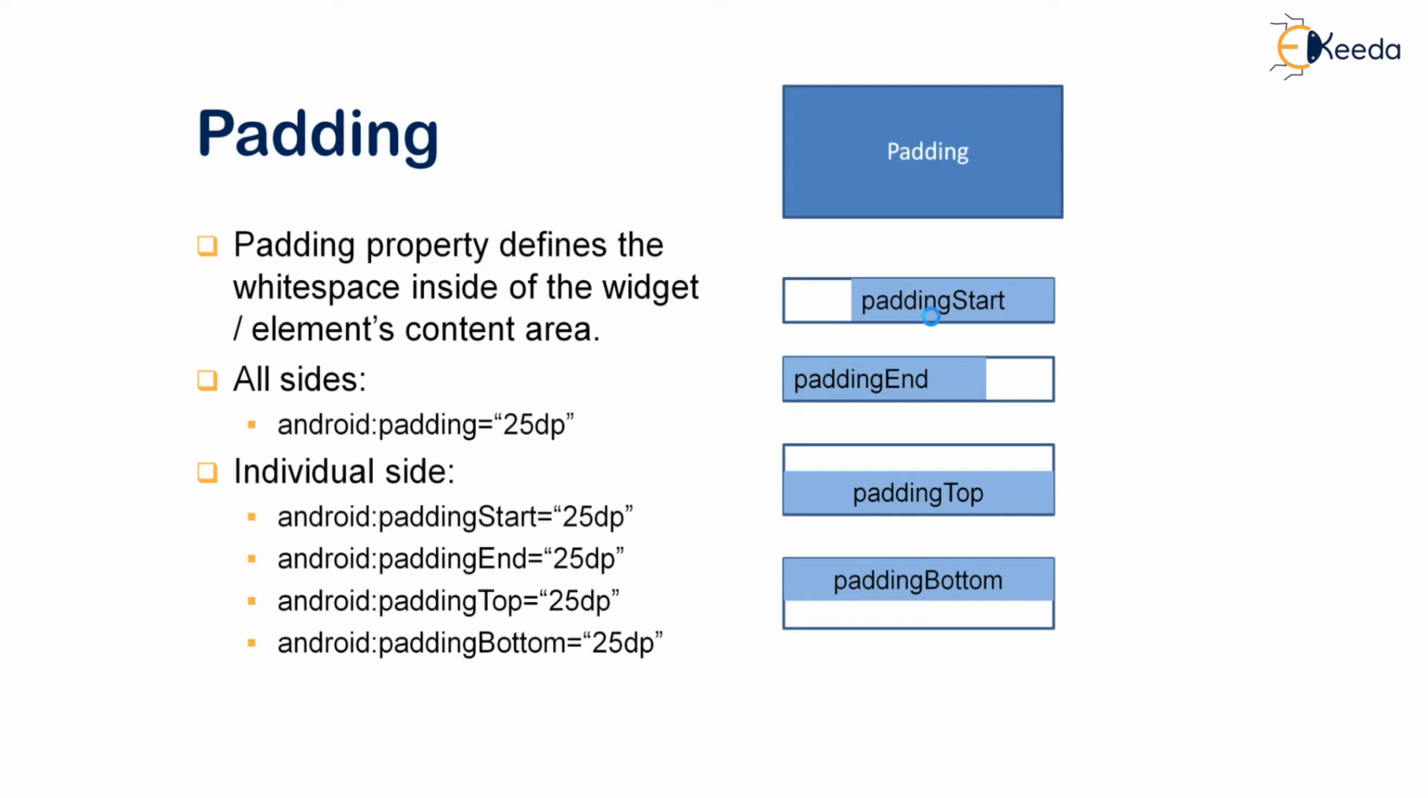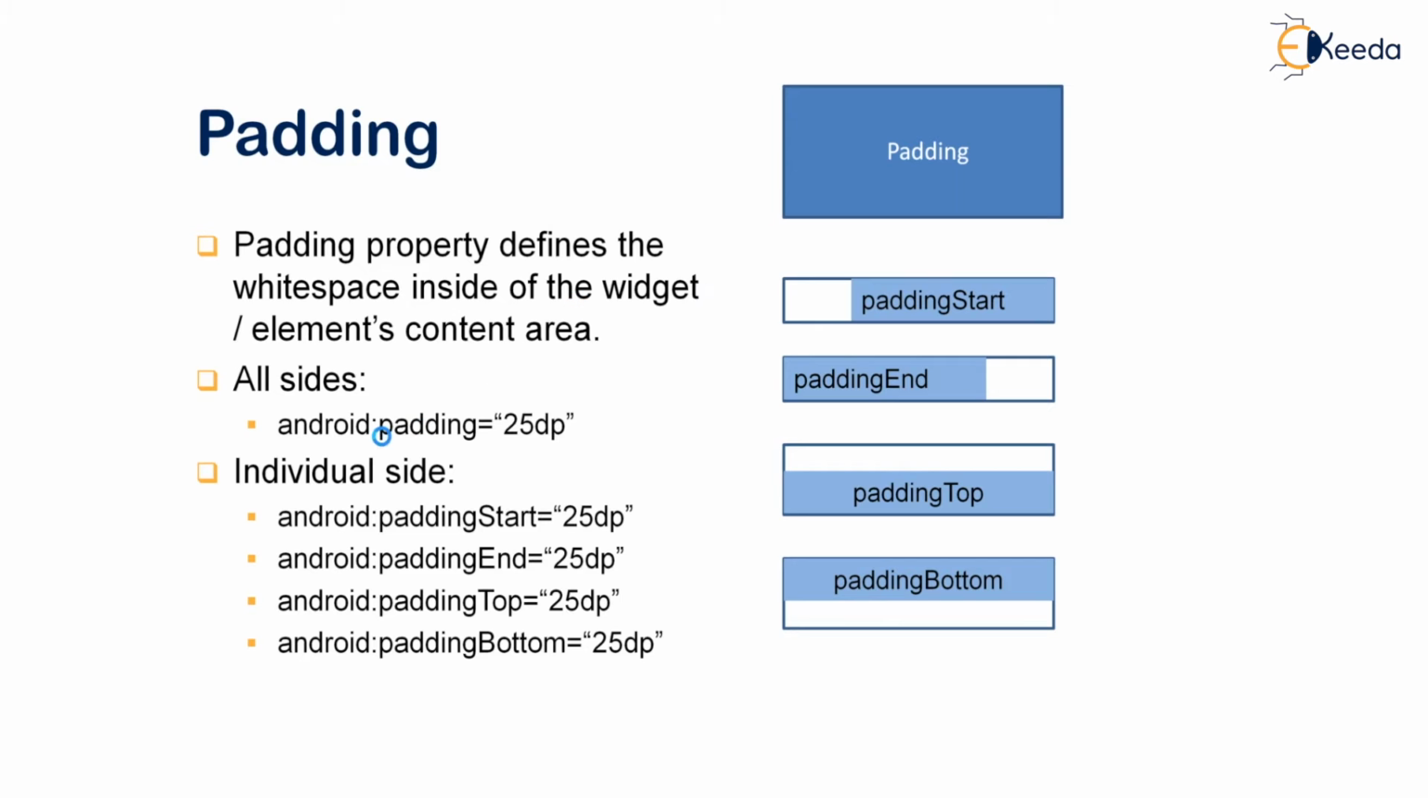Now let us see what is padding. Padding is a property which defines the white space inside a widget or an element's content area. So if you consider this as your element or maybe your layout or view, whatever it is, inside this, the white space from the text on the left-hand side, right-hand side, the top or the bottom, this is exactly what is called white space.